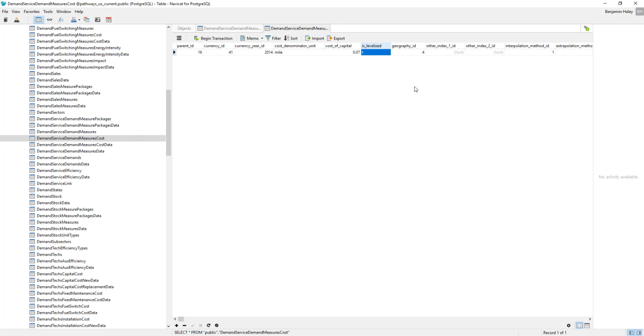The question is if it's levelized, so that 10 cents a mile that I've been using is actually a levelized figure. So what that means is it's going to assess 10 cents every year, every mile you reduce. So we're going to say true here, it is levelized. Those costs are the same across the US, so we're going to use geography ID 4. And our standard interpolation method of 1, extrapolation method of 4.